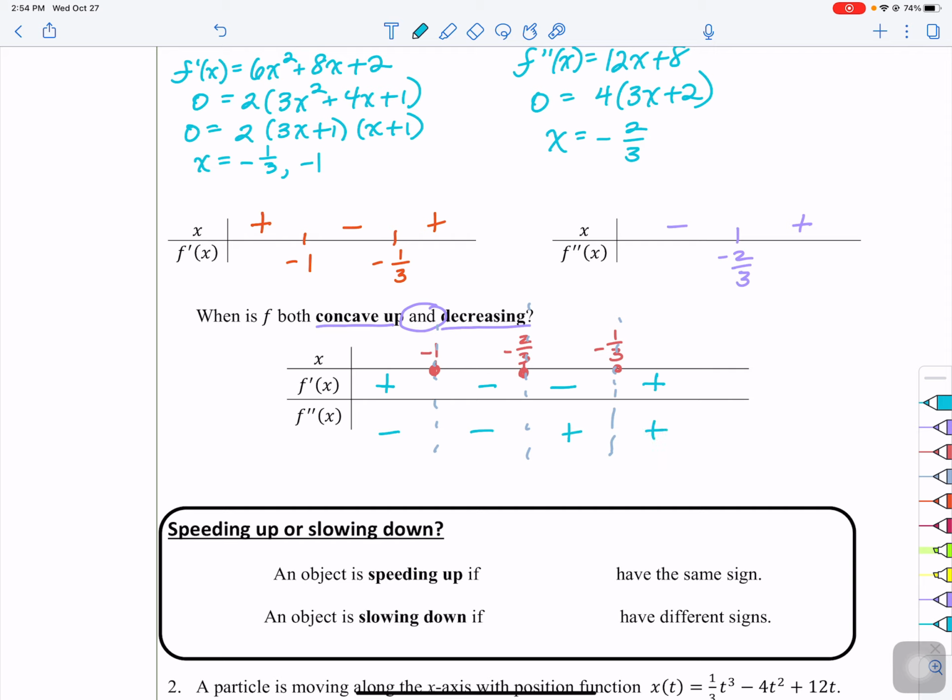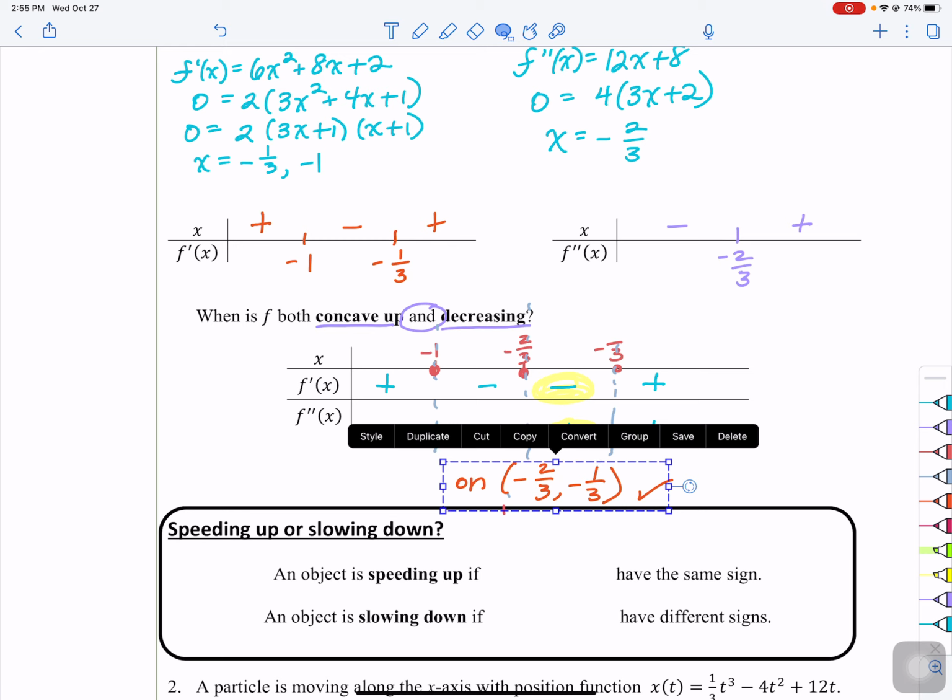So when is f both concave up and decreasing? Let's take a look. Concave up would be the second derivative as positive, but decreasing, the first derivative would have to be negative. So here we have it. So this is on the interval from negative 2/3 to negative 1/3. That's where that is. Maybe I should move that a little bit. So I'll write that whole sentence out. How about that?